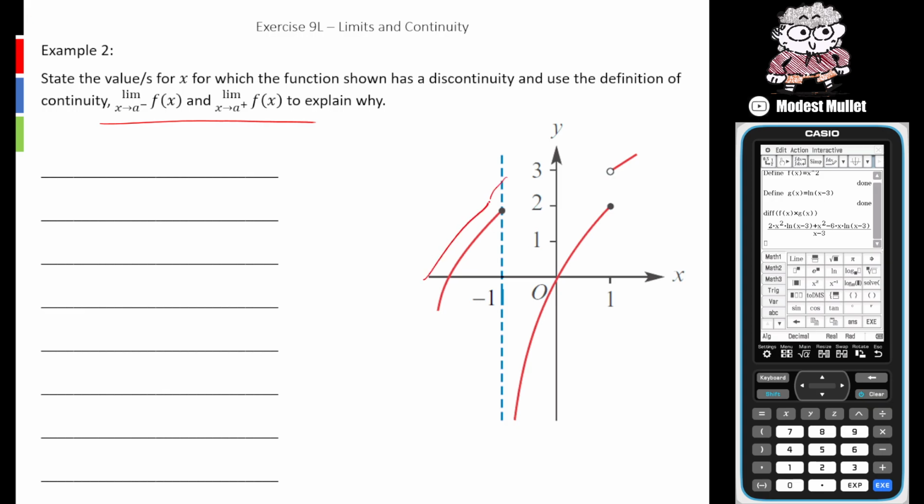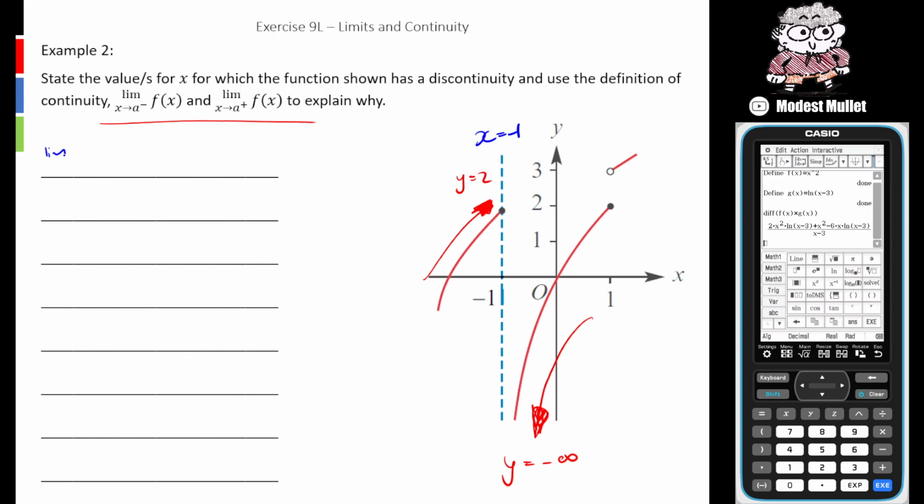We can see as I approach from the left, I'm getting closer and closer to a y value of 2, but as I approach from the right, my y value is getting closer and closer to negative infinity. We have that asymptote. So we have a discontinuity at that point, happening at x equals -1, because as we approach we're getting two different values.